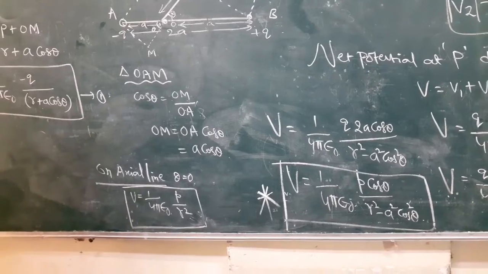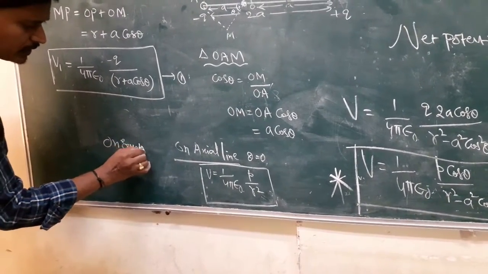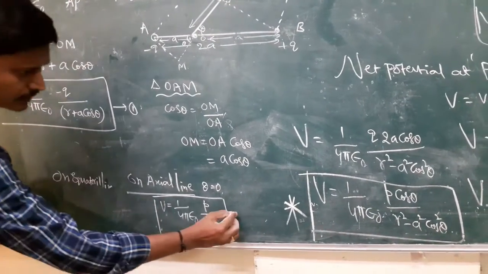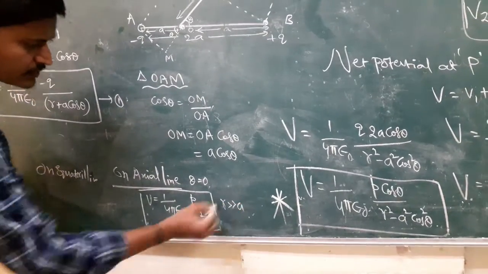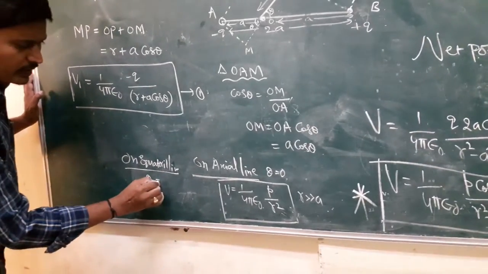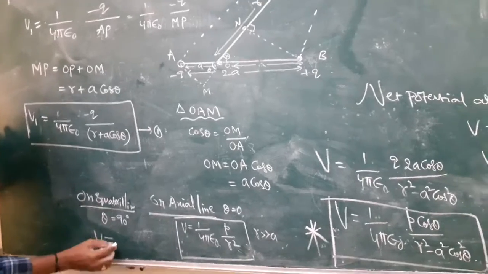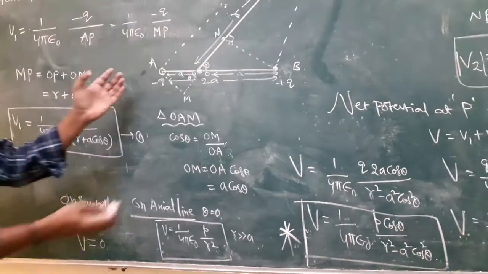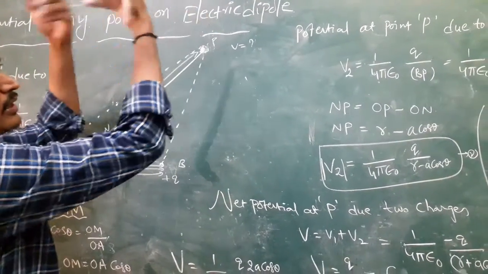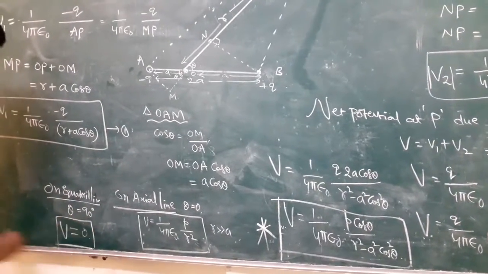So this is the formula. On the equatorial line, r is much greater than a, so we are neglecting it. Then on the equatorial line, theta is equal to 90, therefore the potential is equal to 0. Why? Because this is the minus q charge and this is the plus q charge. When we add them at this point, the net potential value is 0. So this is the answer.